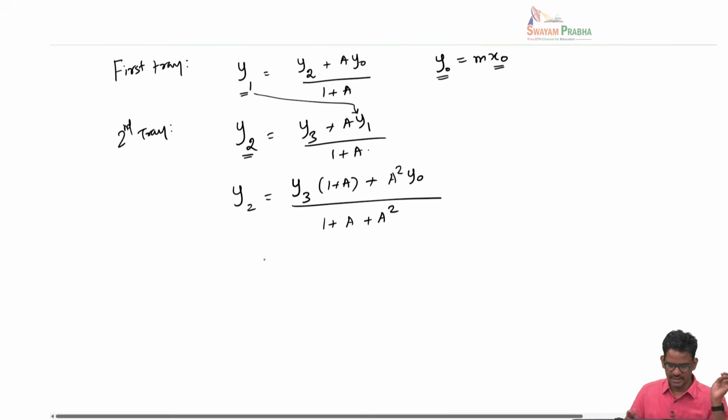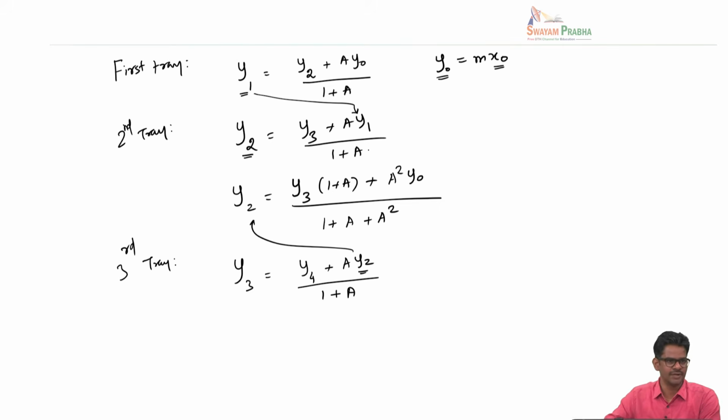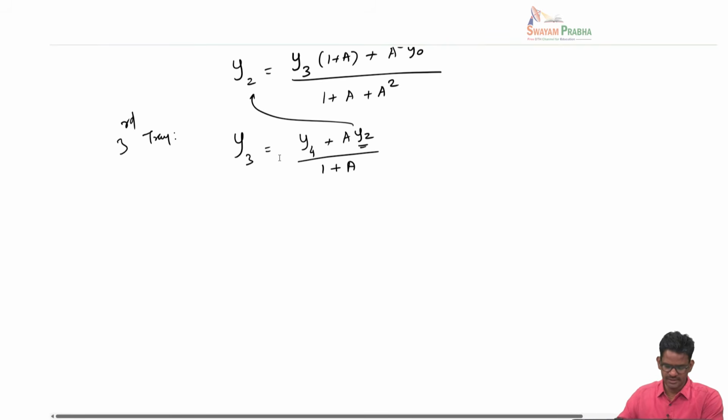And then suppose let's say I do for third tray. So y3 will be y4 plus A times y2 by 1 plus A from the recursive relation. But now I already know what is y2 in terms of y3 and y0. Okay, so I can now substitute that and I can start basically building this recursive relation subsequently. And if I continue to do this, I can write ynp. I'll give the final result.